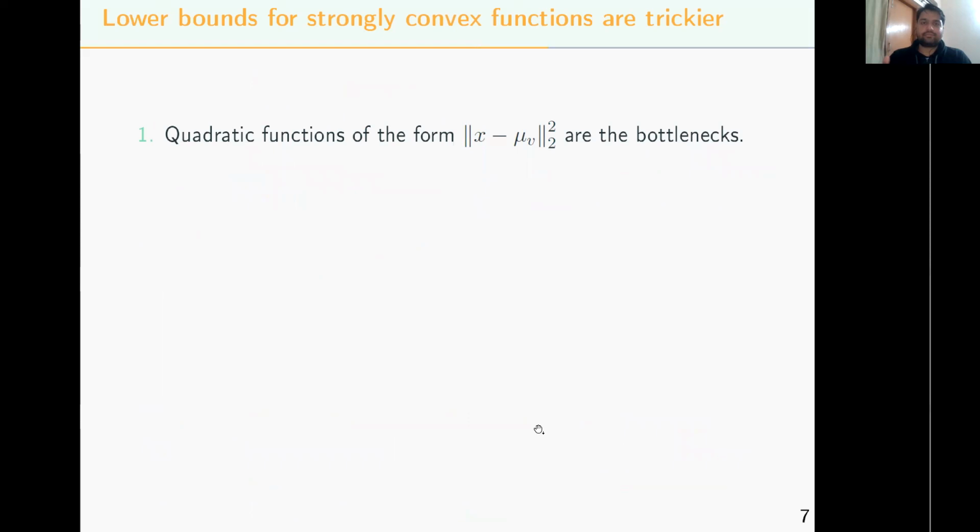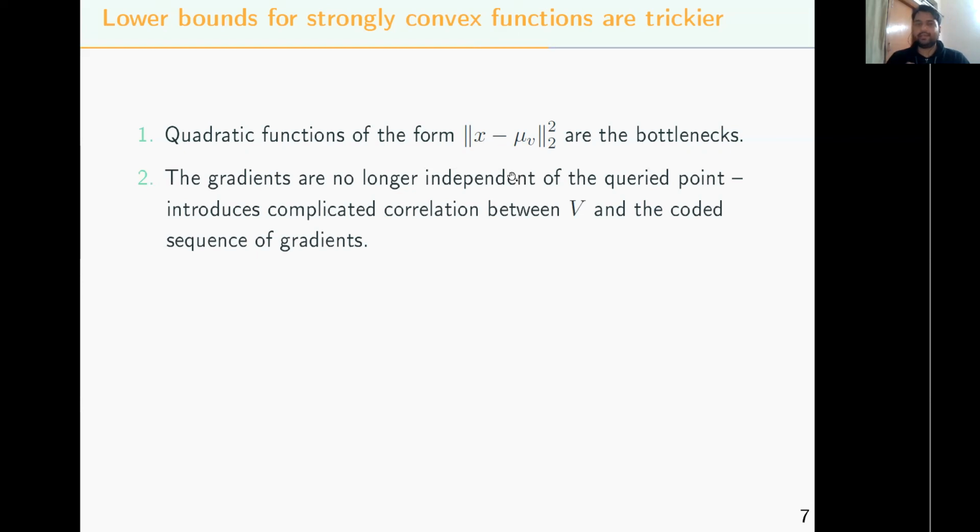So what I haven't described so far is the other classes of functions we also handle. One such class is strongly convex functions, and perhaps this is one of the earlier works to derive lower bounds under information constraints for the strongly convex class. Here the bottlenecks are of a quadratic nature, and in such a setting, the gradients are no longer independent of the queried point. This means if you repeat the recipe of the proof which I just described and get to the mutual information term, the mutual information between V and the coded sequence of gradients, the Y_t's, that mutual information would not be very easy to bound.